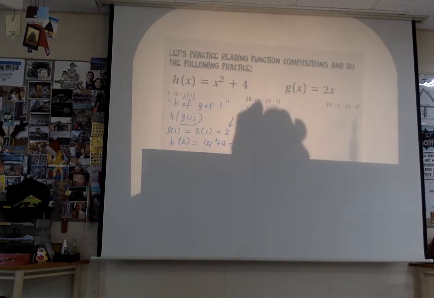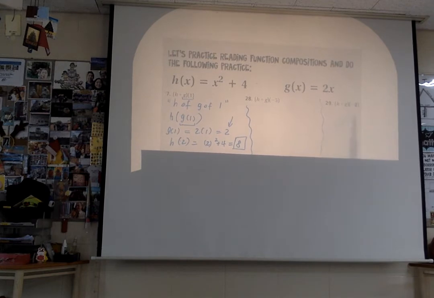So you guys, try your h of g of negative 5. I won't do all of them. But this actually means h of g of negative 5. So you do this first, and then you do this second, using the output from g of negative 5. So g of negative 5 is going to equal 2 times negative 5, which is negative 10.